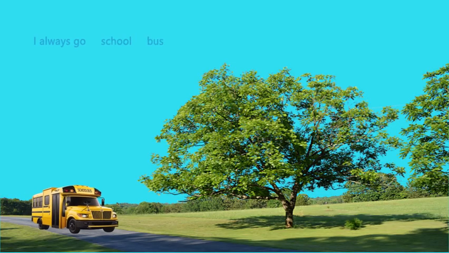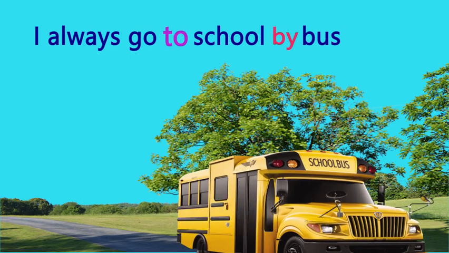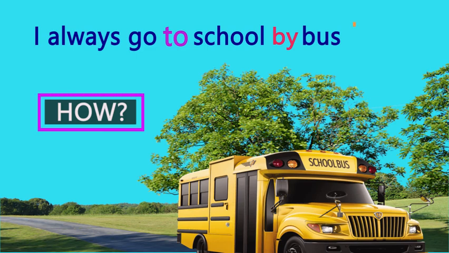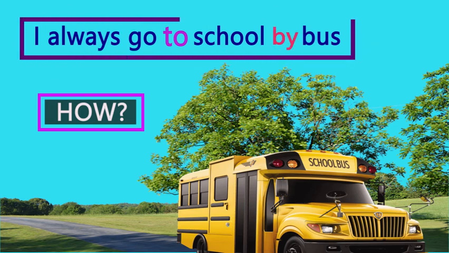Look at the school bus. I always go to school by bus. Here, to and by both are connecting words. Let's try to understand. If somebody asks, how do you go to school? Then I will have to reply, by bus. If by is not there, then the sentence is incomplete and I cannot give the answer to the question. So, without this preposition by, I cannot answer. And if we put the by in place, then I can answer.